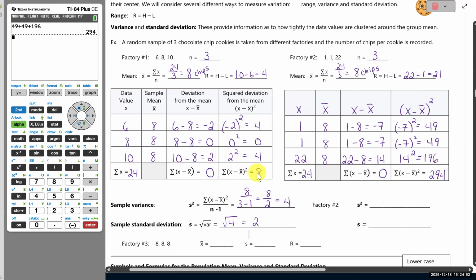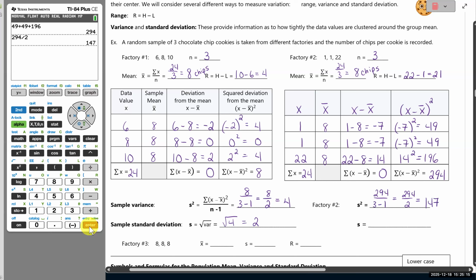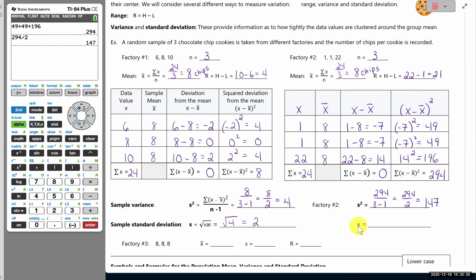The numerator now, instead of 8, is 294. And we're still dividing by 3 minus 1 because there are 3 cookies in the sample. So now we have 294 divided by 2. So 294 divided by 2, 147. So that's certainly bigger than 4. And then, like I said, usually instead of variance, we'll be working with standard deviation. So this is S, and it's the square root of what we got for the variance.